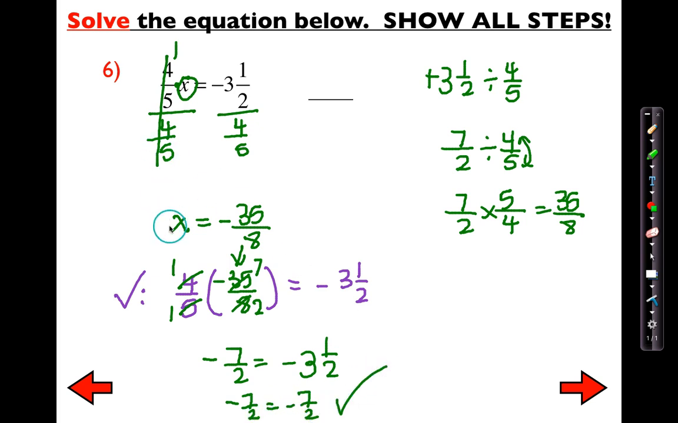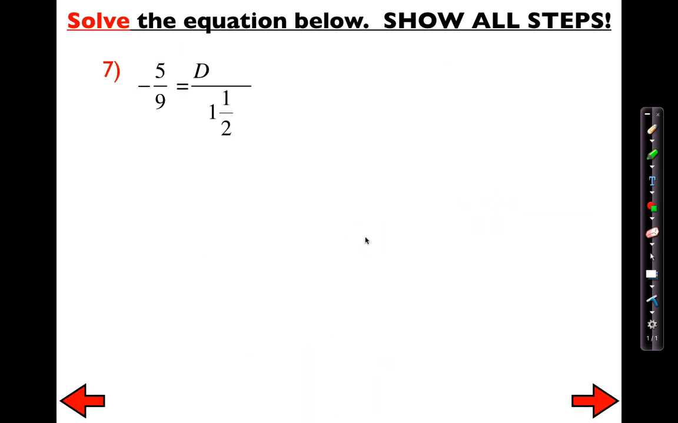The answer is yes, so I can confidently say that the solution is x equals negative 35/8. Okay, so last one on my end.